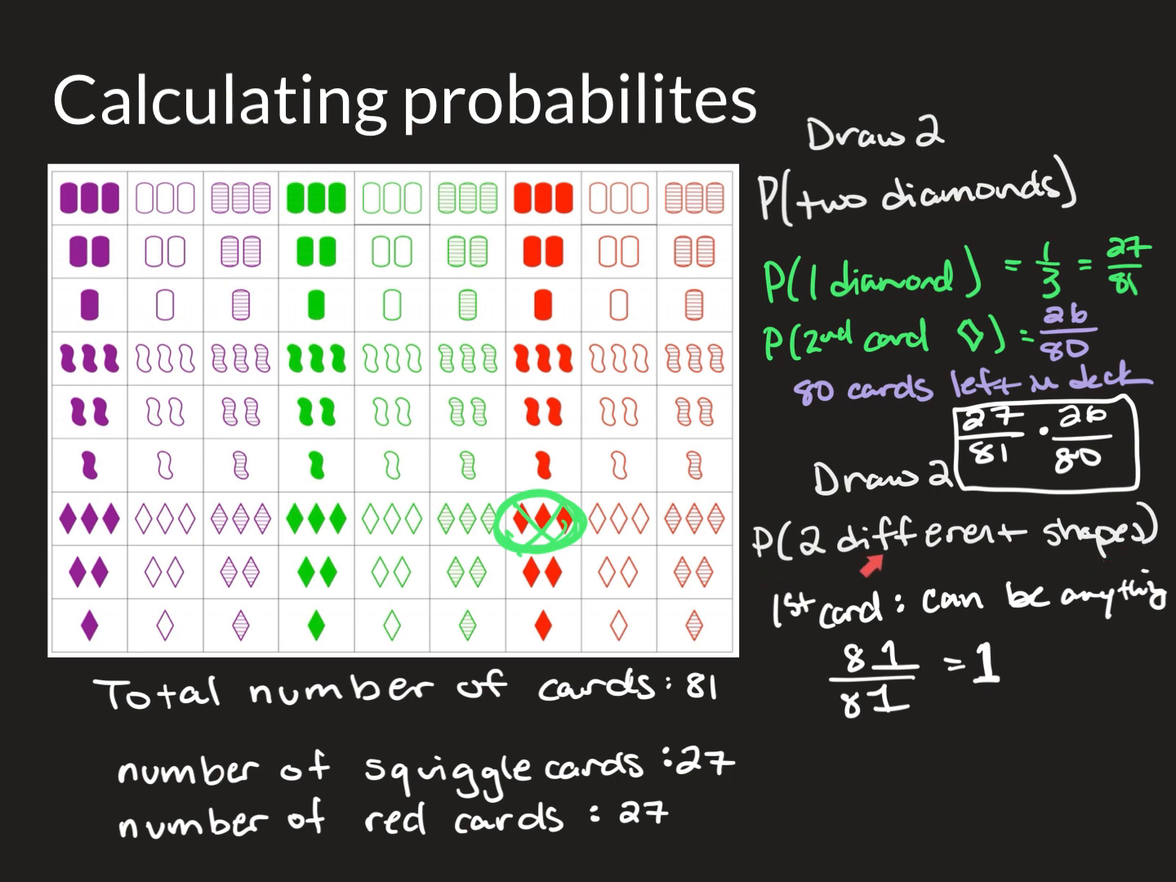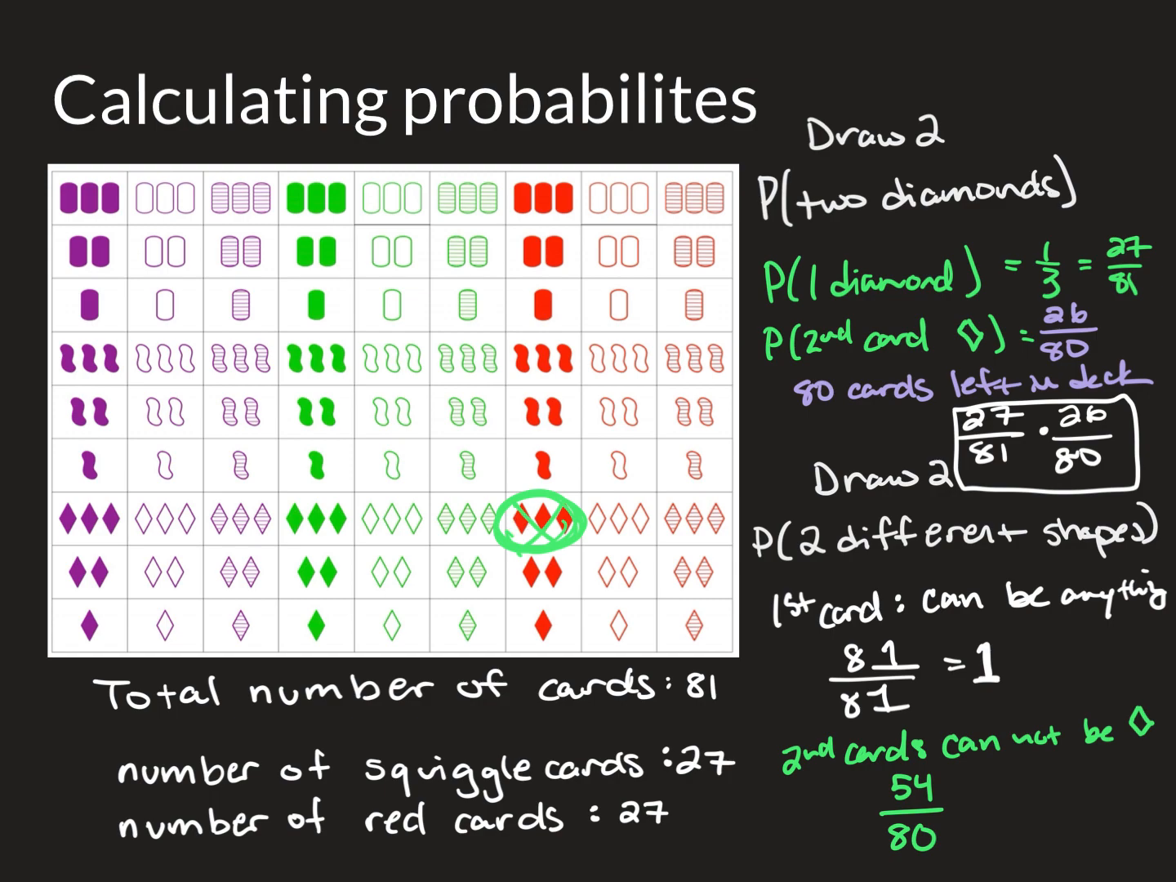But again, now let's pretend like I drew this diamond. Now this time I want 2 different shapes and I have this diamond. Okay, so now in order to get a different shape, we got to think about what am I going to do with my second card. My second card cannot be a diamond. But it could be a squiggle or an oval. So I have all of these other cards to choose from. So now I have 54 cards left over, because if you did 81 minus this 27, that would make me happy. Out of 80 total cards, and again, this is 80, not 81, because I've taken this 1 card out.